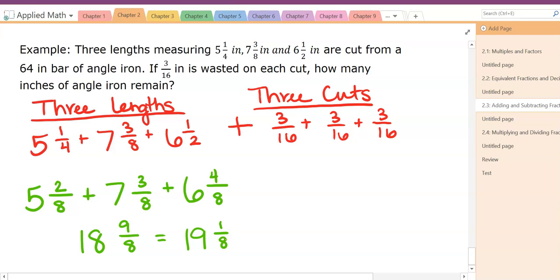Now let's focus on the cuts. Instead of adding these 3, you could just take 1 times 3 if you wanted to, or you could add them. So the 3 cuts would be 9/16. So we're going to take that 19 and an 8, and we got to add that to the 9/16 now.